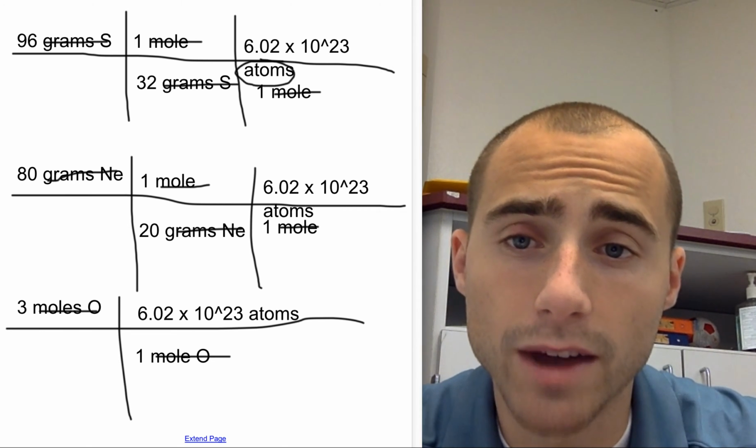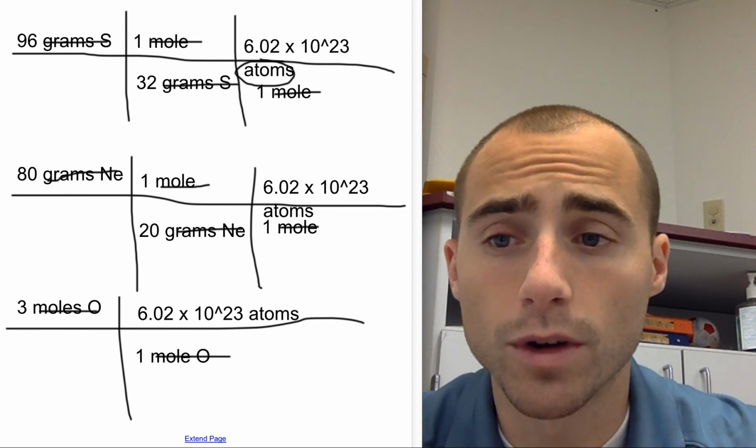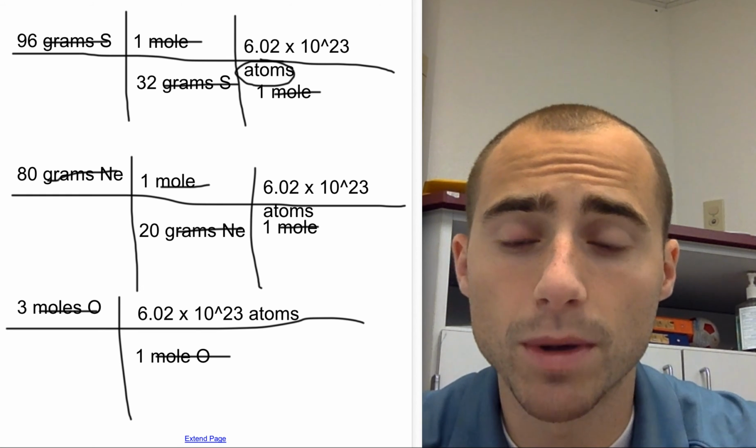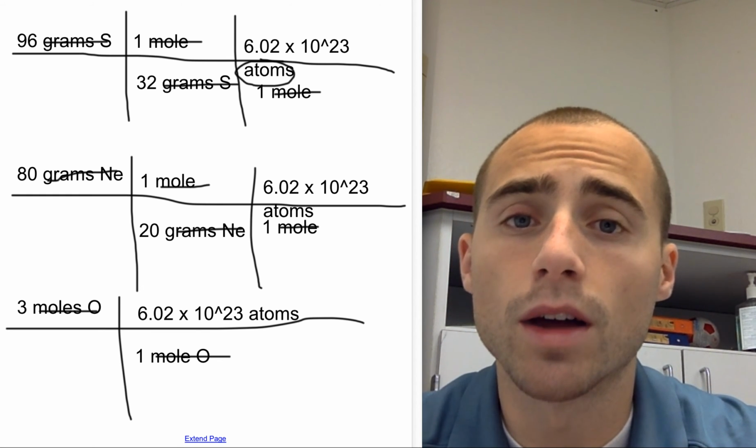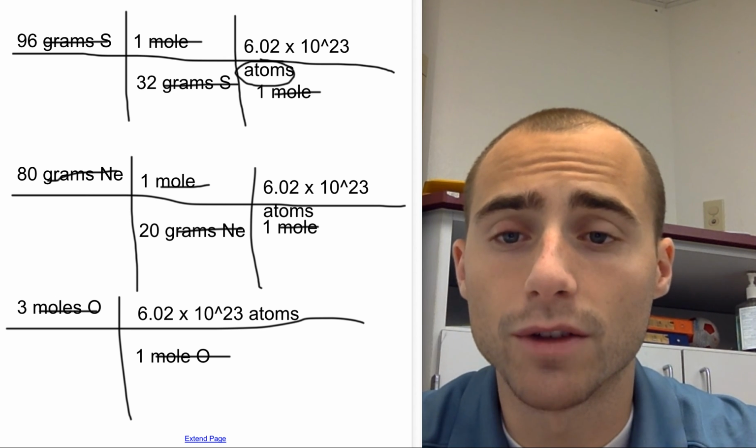That is how we convert to atoms using Avogadro's number. There are 4 examples there. We had 3 on this page, 1 on the previous page. Reference those as you work today to convert using Avogadro's number.